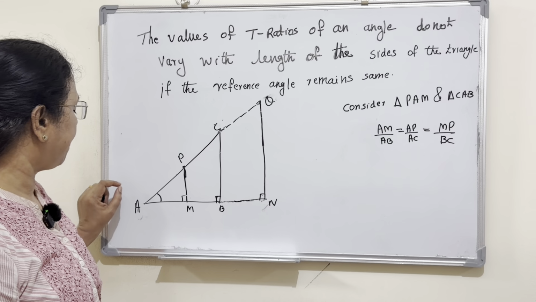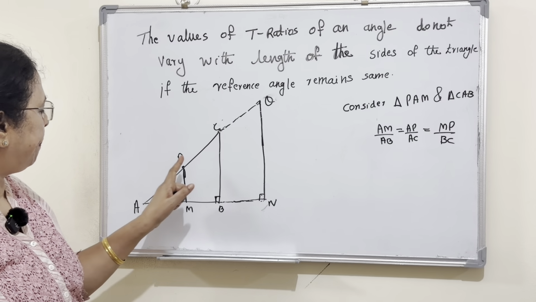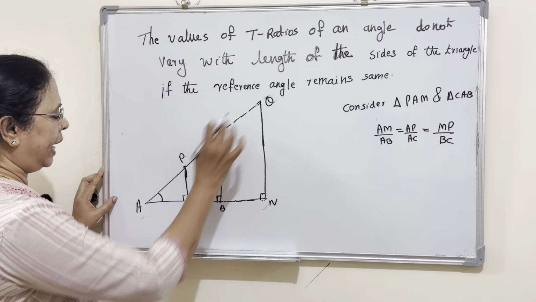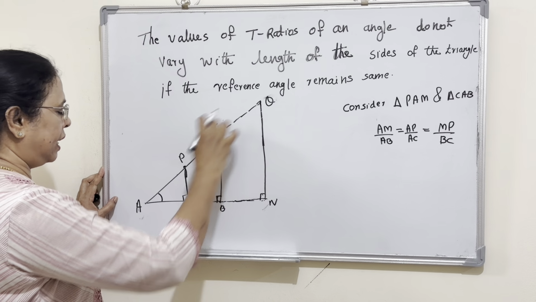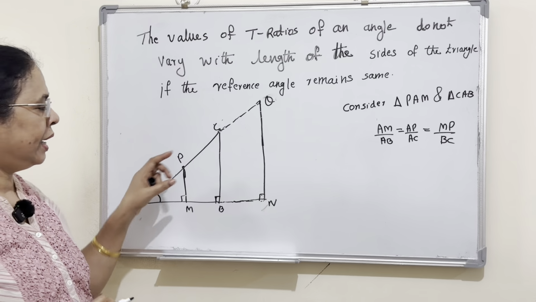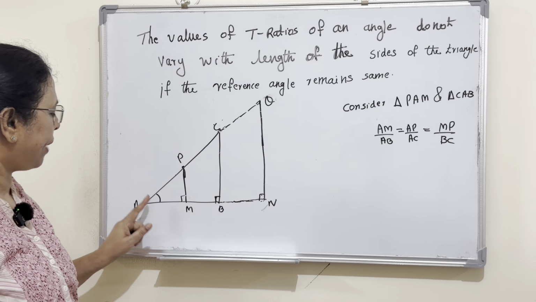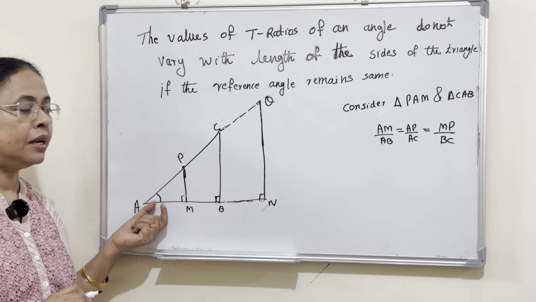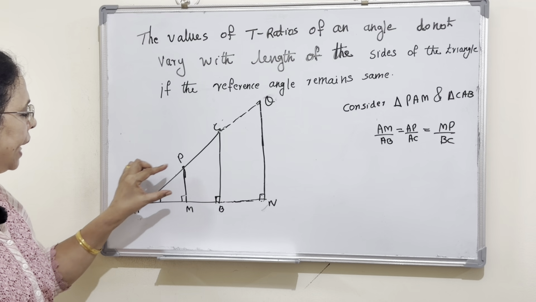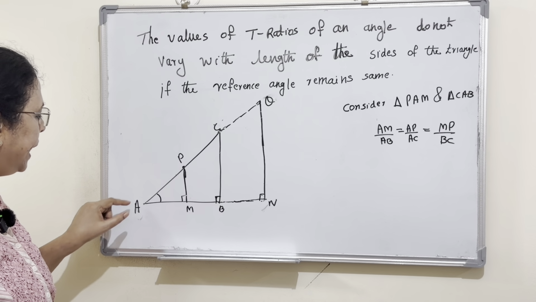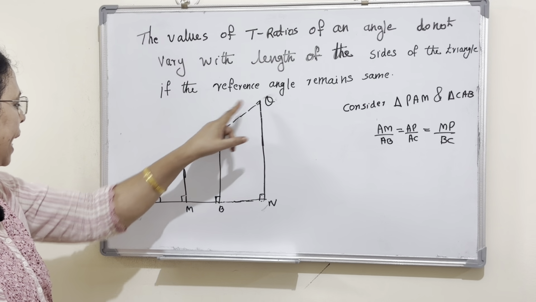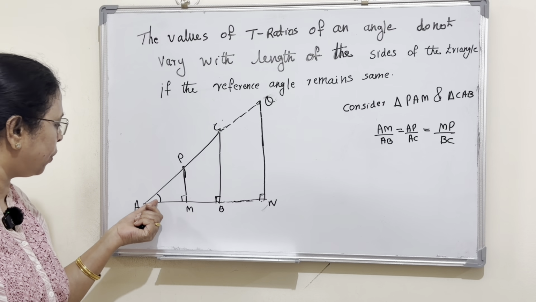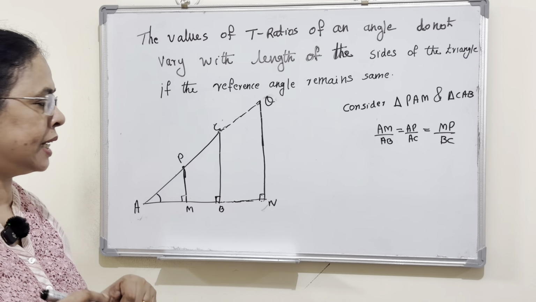Now suppose I am taking the triangle PAM, this is the small triangle PAM, and triangle QAN, this big triangle. In both triangles, if I find the trigonometric ratios of the acute angle A, in the small triangle APM or the big triangle QAN, will the trigonometric ratios of this acute angle A be the same? That is what we can check.